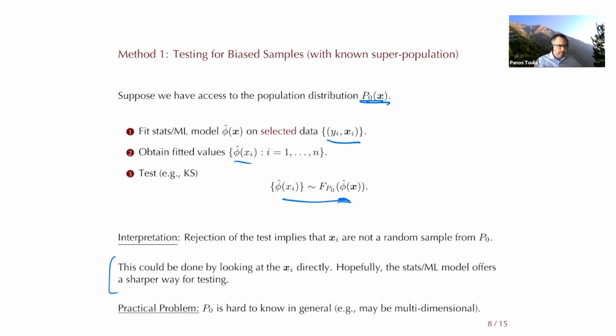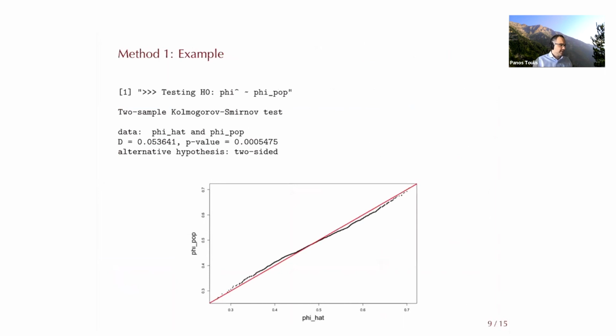Now, the practical problem here is that this P0 might be hard to know. In practice, we might not know it. Or if my x's are high dimensional, it might be a multi-dimensional distribution, and then it might be really hard to know what it is. But here's how this works in practice. It's very simple. As I said in the previous example, where I saw the simulation where I biased the inference.